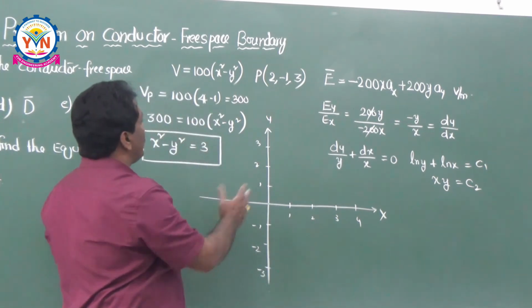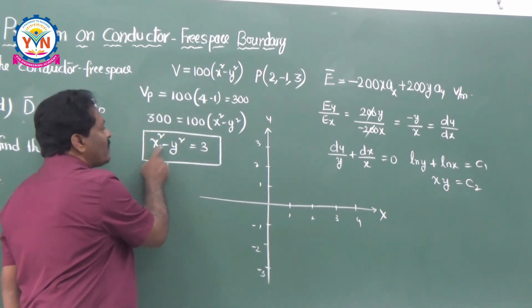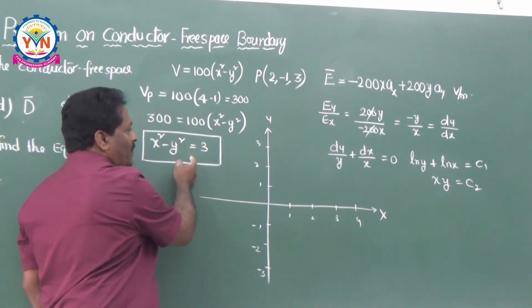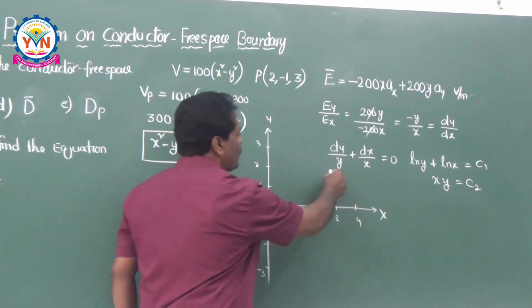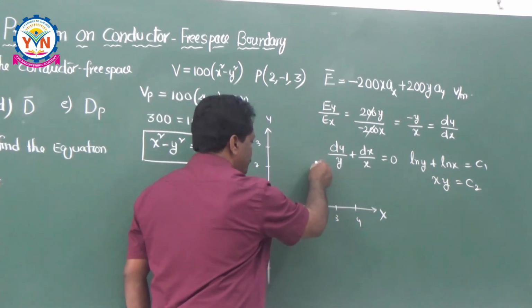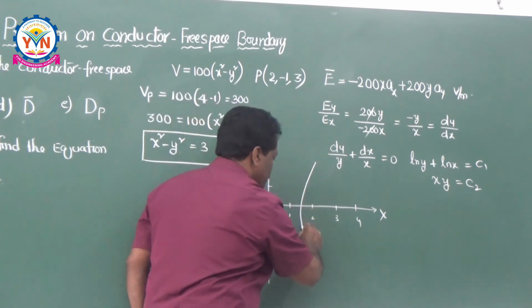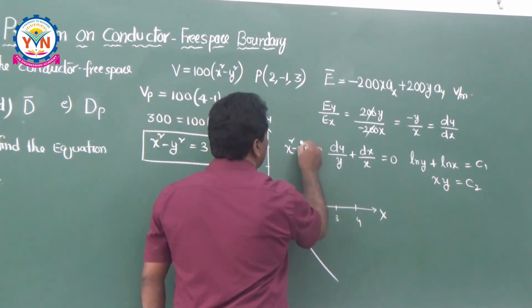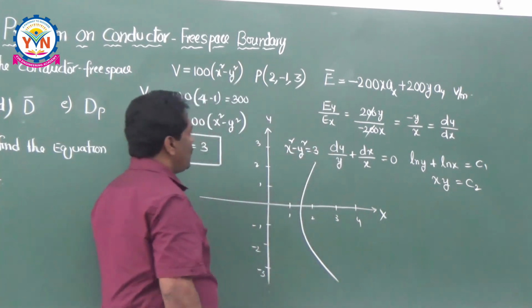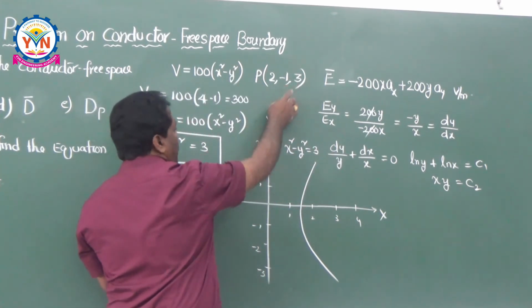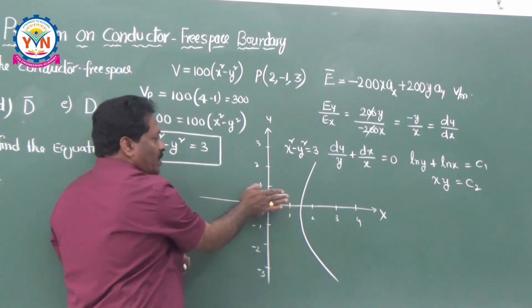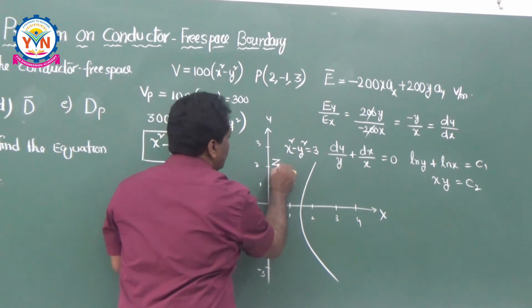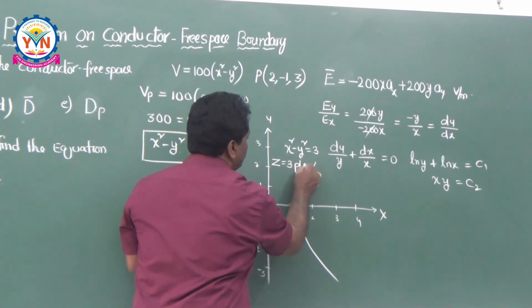Now remember, from your mathematics you can easily understand that x square minus y square is equal to 3 is nothing but a hyperbolic function. So this will be coming like this. So this is nothing but x square minus y square is equal to 3. This is the equation. And this graph is at the z is equal to 3 plane. So z is in this direction. z is equal to 1, 2, 3. The value given is 3. So that's why I can say this is the z is equal to 3 plane.